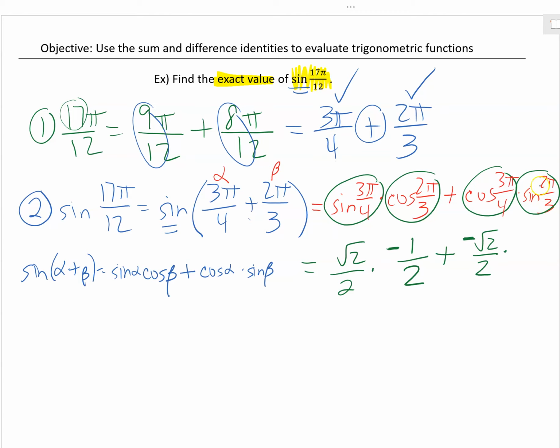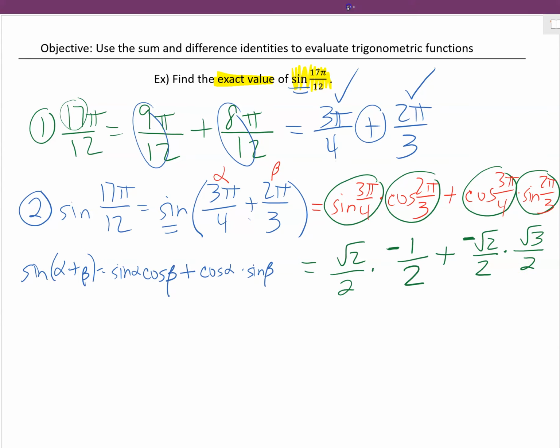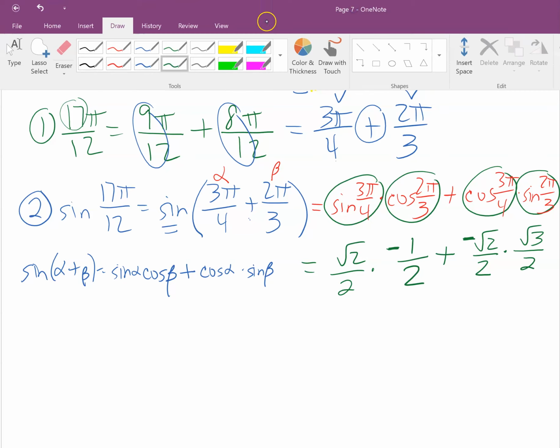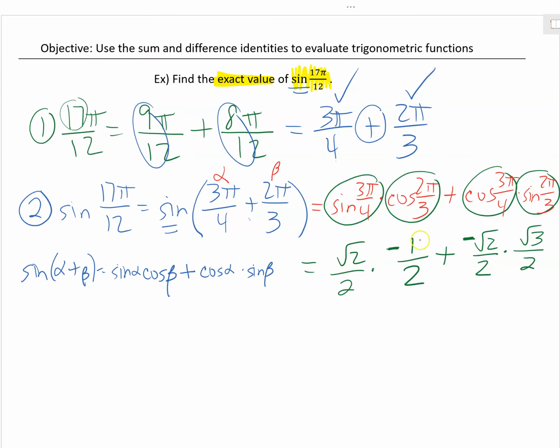So sine y is positive, and that would give me a positive root 3 over 2. So now I follow my order of operations. So I am looking at here, doing my multiplication next. So multiply straight across. This is going to give me negative square root of 2 over 4. Plus, this is going to give me negative square root of 6 over 4.